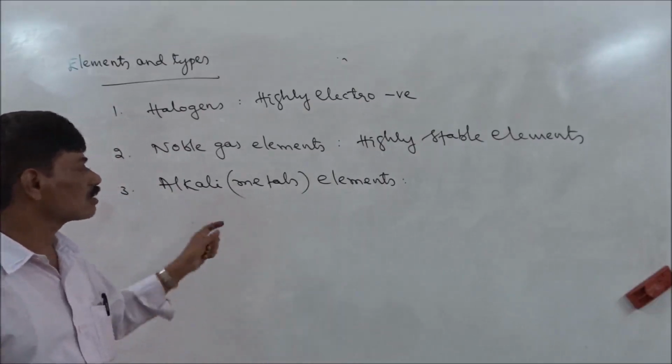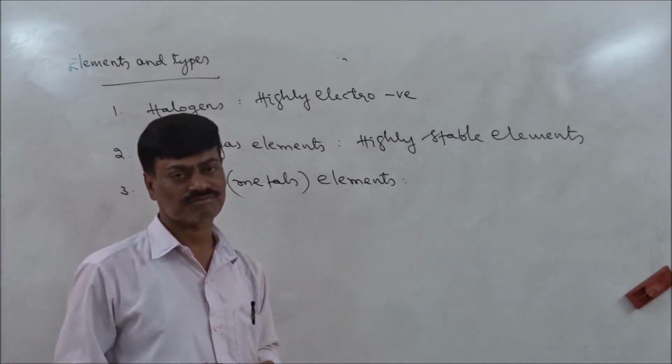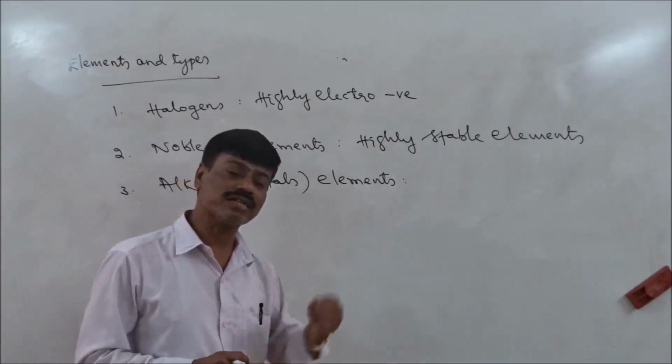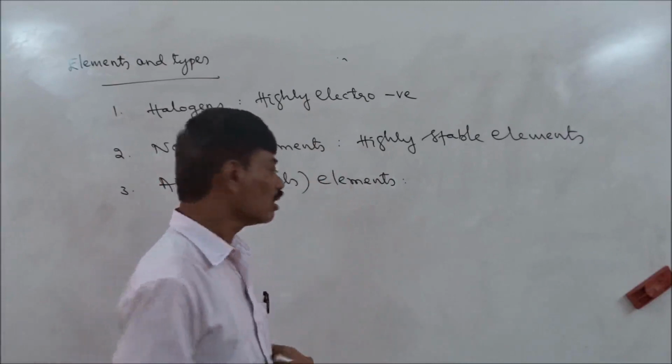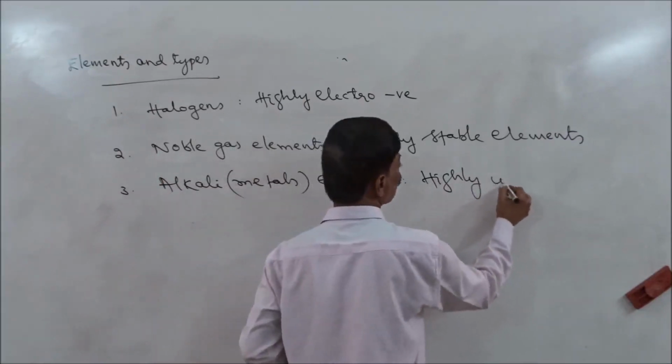These elements contain one extra electron in their outermost shell. Therefore, these elements tend to get stability by losing that electron. That is why these elements are highly unstable.